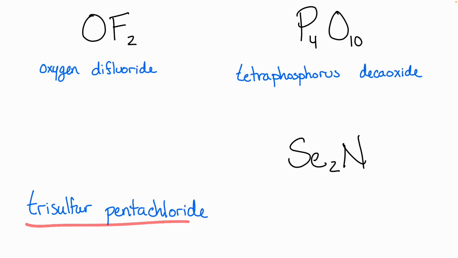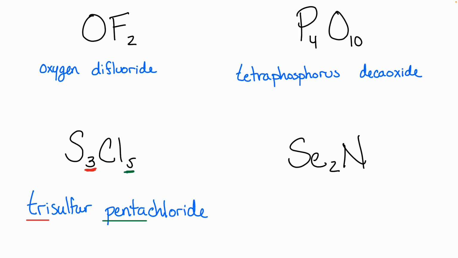All right. Going from name to formula for covalent compounds is kind of the best case scenario because it really spells out for you how much you need of each one of them. So my formula here should be S, how many? S3Cl5. My trisulfur is telling me there's 3 of them, my pentachloride telling me there's 5 of them.